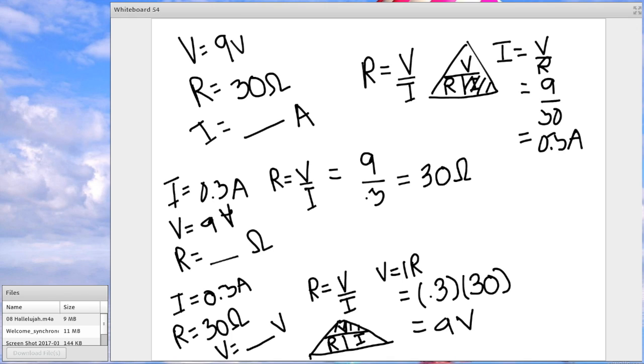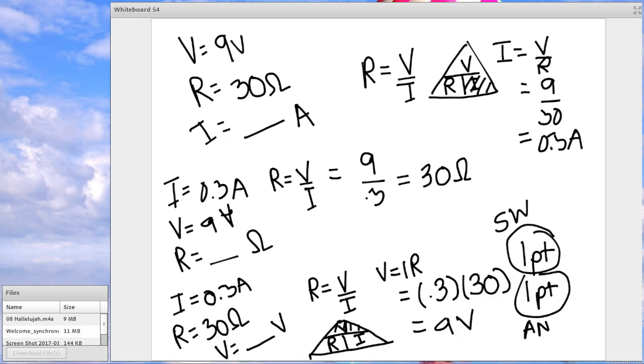Now, if this is a short answer question on your test, you have to show your work. You have to do V equals IR, 0.3 times 30 equals 9 volts. If you do not do that, you will not get full credit. You'll get 1 point for having the right answer, and you get 1 point for showing your work. A cool thing is if you get the wrong answer, but you showed your work, you still get that point. So in order to get both, you've got to show your work and get the answer. That's the way to get full credit on those quizzes and tests.